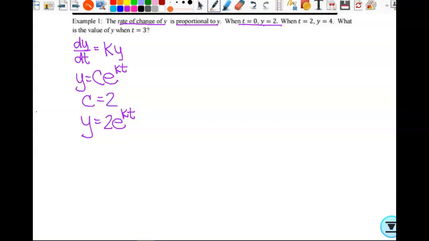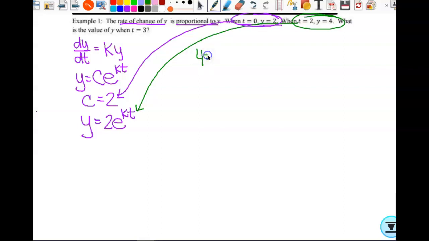Now, eventually, I want to know what y of 3 is. But I can't just substitute 3 in for t, because then I have this k and the y. I have 2 variables here still. Do I have enough information to figure out what k is? Well, if I do this, I'm going to end up with 2. But they did give me this other set of information here. So I'm going to take this and substitute it in here. This is where that came from. Okay? So when I substitute this in here, my y is 4. So 4 is equal to 2 times e to the k, which I don't know, times t, which is 2.